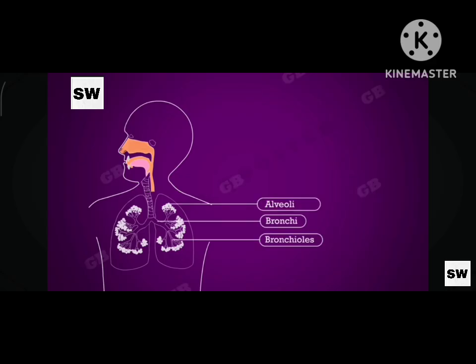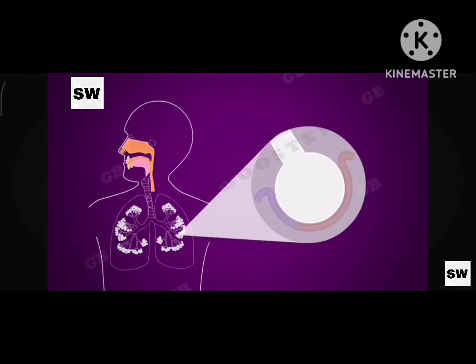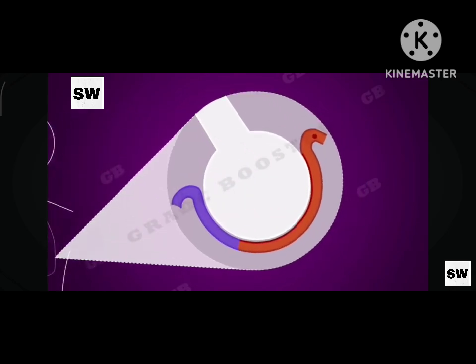The windpipe branches into bronchi, bronchioles, and finally attaches to small balloon-like structures called alveoli. The walls of the alveoli are richly supplied with blood vessels, and this is the exact site where the exchange of gases takes place in your lungs.